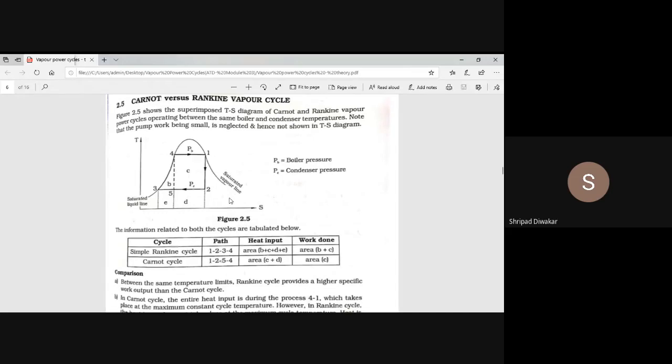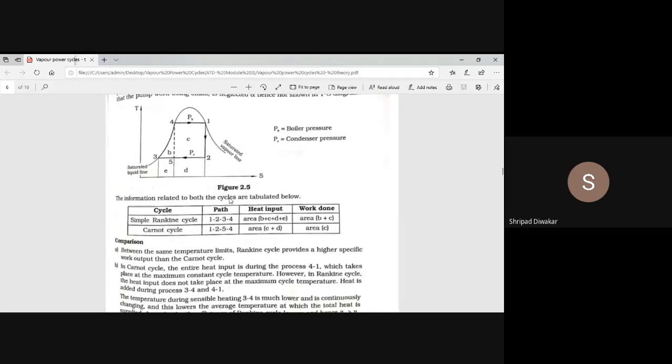And suppose if it is Carnot cycle, what is the area under curve 4 to 1? You have to take only C plus D. Okay, because 1, 2, 5, 4 is your Carnot cycle. So the heat input in the cycle is only the C plus D. Comparing this one, the heat input will be more in case of Rankine cycle, because the heat input is B plus C plus D and E. It is obviously more than the area under C plus D.